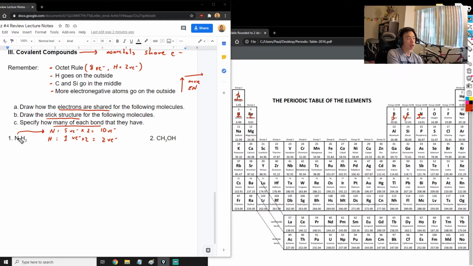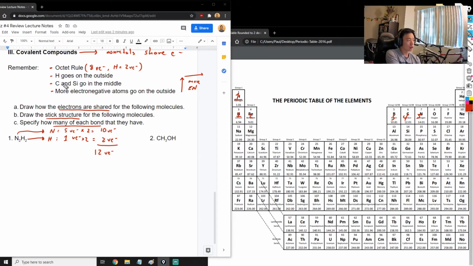So here, the N's, each of them brings 5, and there's 2 of them, so 10. And the H's bring 1 each, times 2, which is 2. So that means this molecule in total is going to have 12 valence electrons that you have to work with. Okay, so what we're going to do is we're going to follow these rules to kind of set up what our molecule looks like. So N2H2.